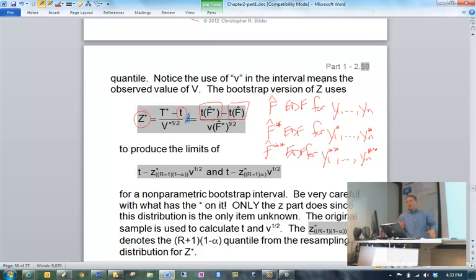Let's say that you didn't want to use resamples. What would you need? You need the distribution of Z star. You would need to actually derive this. It may or may not be easy, depending upon what T star and V star are.